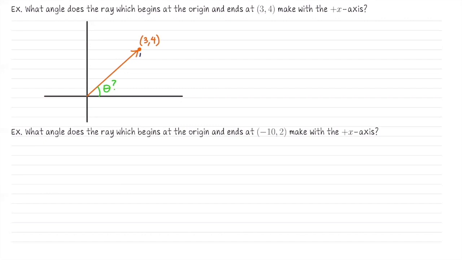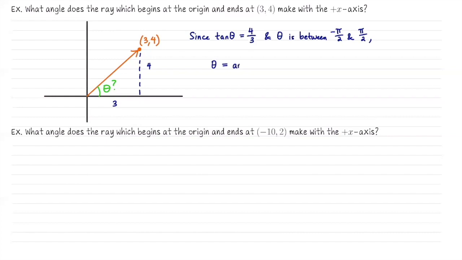Okay, so let's drop an altitude straight down to the positive x-axis. We have a nice right triangle in the first quadrant. Because the y-coordinate is 4, the height of the altitude I just drew is 4. And because the x-coordinate is 3, this triangle is 3 units long along the x-axis. Since tangent of theta is 4/3, and the theta that we drew is between negative pi over 2 and pi over 2, we expect to return a theta value between 0 and pi over 2. We can immediately invert and say that theta is arctan of 4/3.